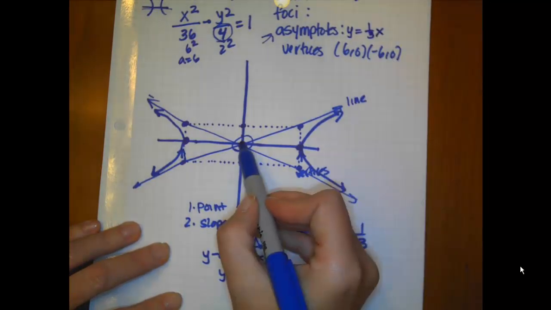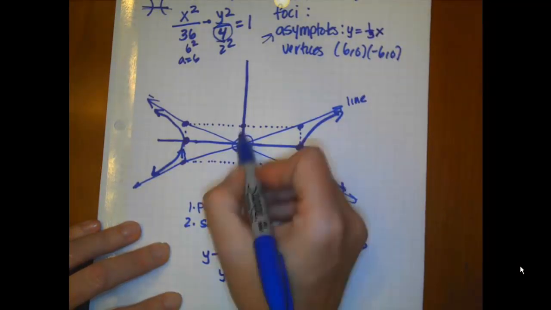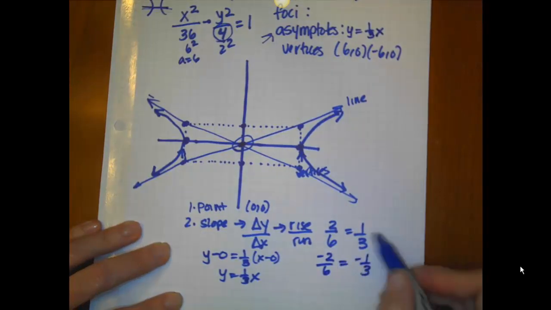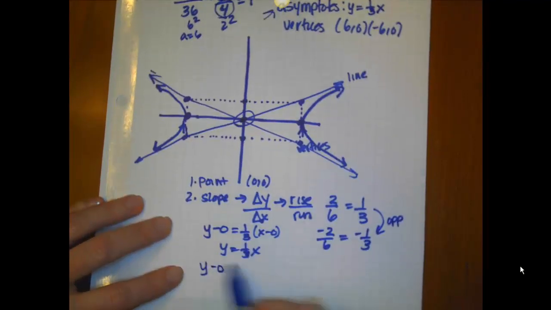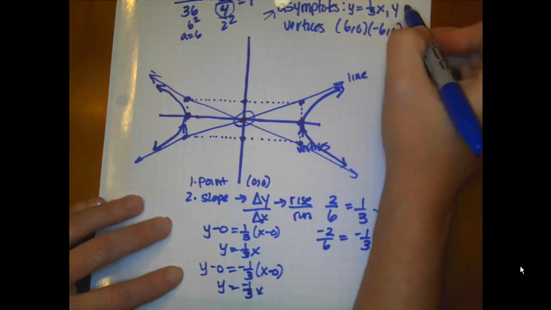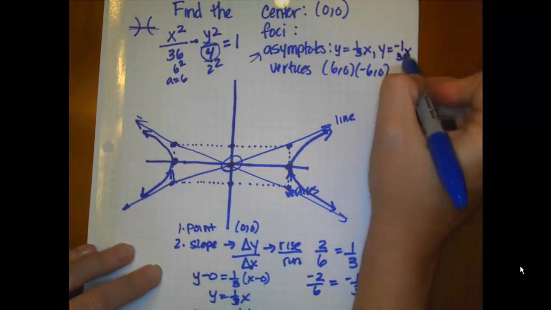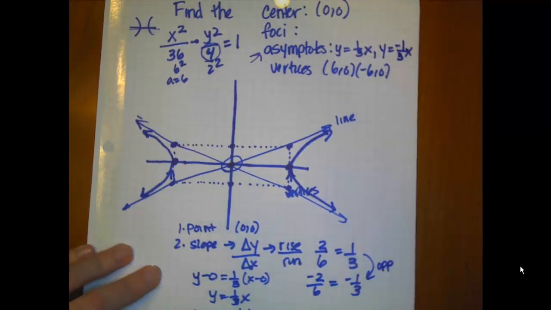But then my other asymptote is just going to be if I go up 2 and to the left 6. So the slope of the other line is always just going to be the opposite sign of the one I got before. So again, if I use point-slope, y minus 0 equals negative 1/3 times (x minus 0), then this yields y equals negative 1/3 x. And so y equals 1/3 x and y equals negative 1/3 x are the equations of my asymptotes.